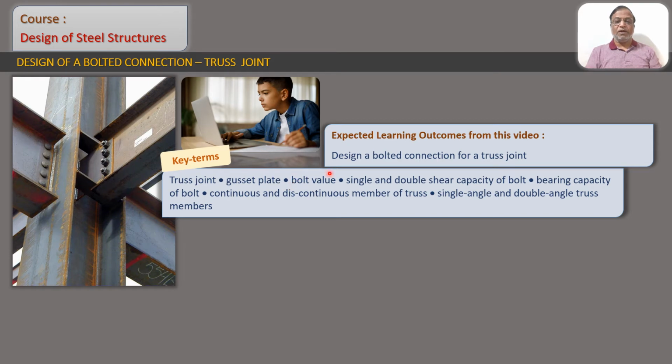The expected learning outcome from this video is to design a bolted connection for a truss joint. Some key terms used in this video: truss joint, gusset plate, bolt value, single and double shear capacity of bolt, bearing capacity of bolt, continuous and discontinuous member of truss, single angle and double angle truss members.